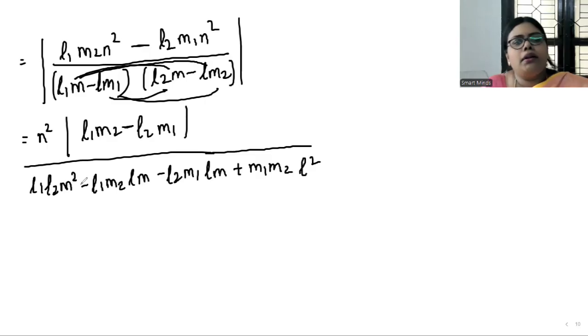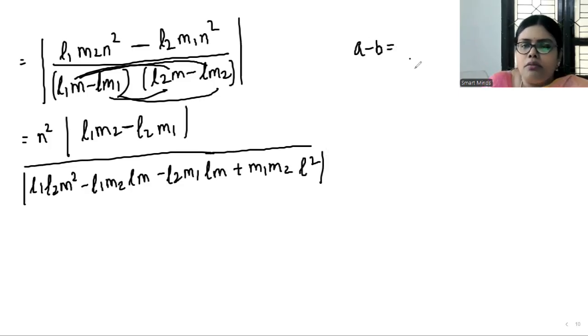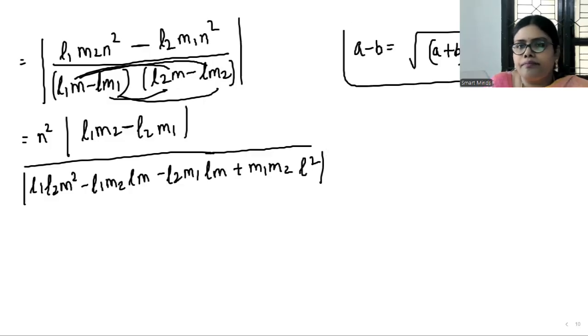Okay. But here you can see in the numerator you have L1 M2 minus L2 M1. We have the value for L1 M2 plus L2 M1. We know that L1 M2 plus L2 M1 is 2H. Understood? Now we will use one formula here. So what is that formula? A minus B is equal to root over (A plus B) whole square minus 4AB. So that is equal to N square mod. In the place of A you take L1 M2. In the place of B you take L2 M1.